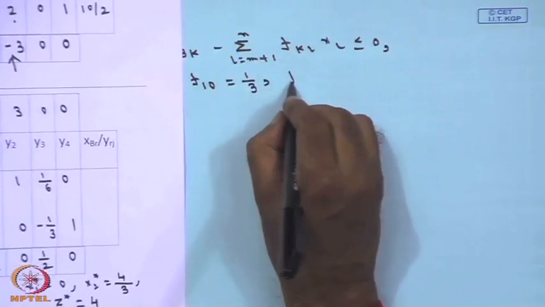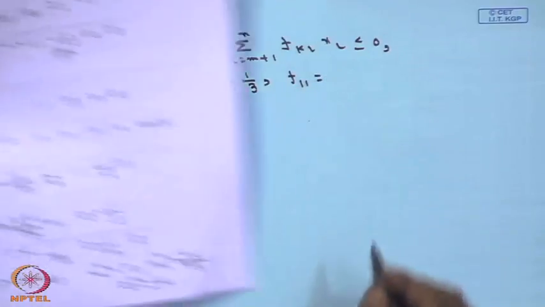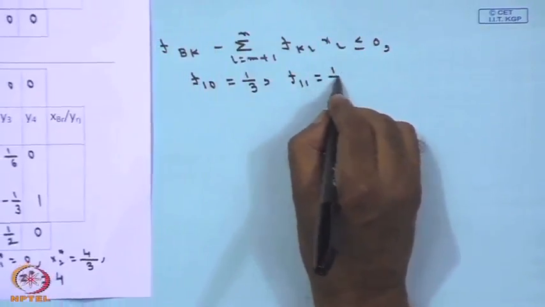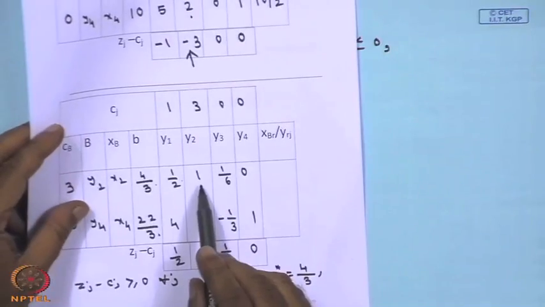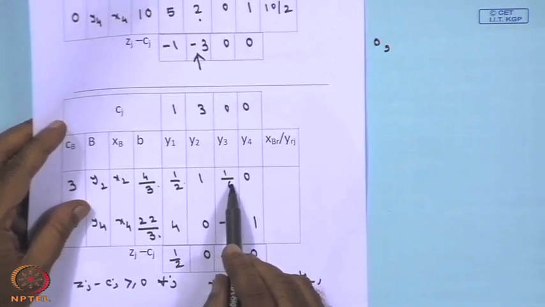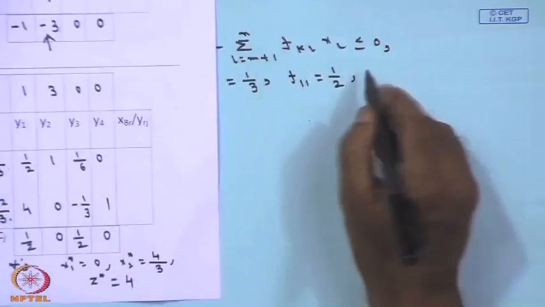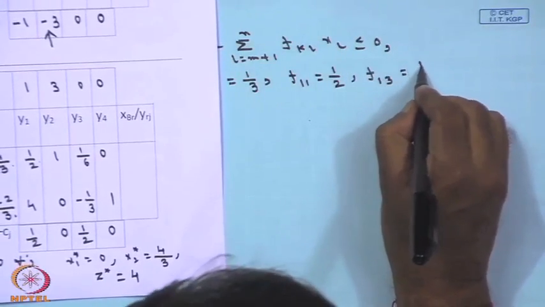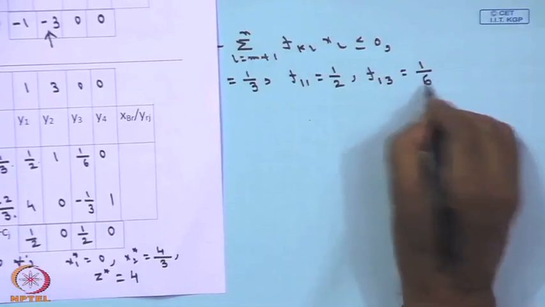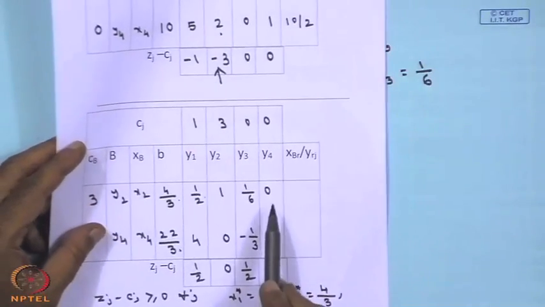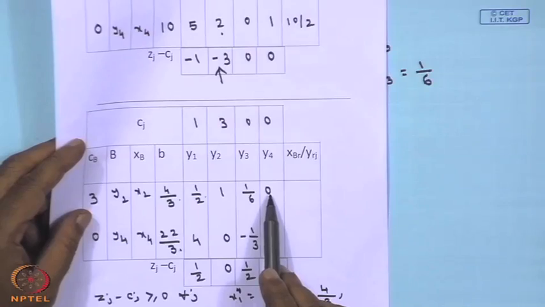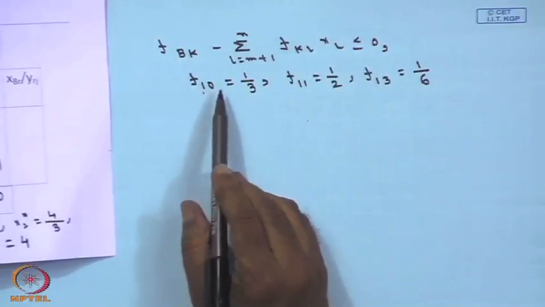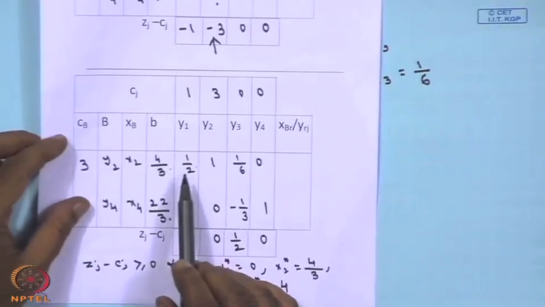So, f 11, that is the coefficient corresponding to y 1, is equal to half. F 12 will not come because it is 0, again f 13 is 1 by 6 here. So, f 13 is equal to 1 by 6, and f 14 again is 0, so that will not come into picture. So, therefore, you are writing your f 10, that is the b value, from this table.